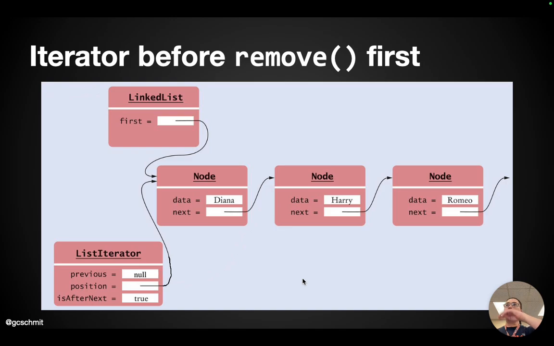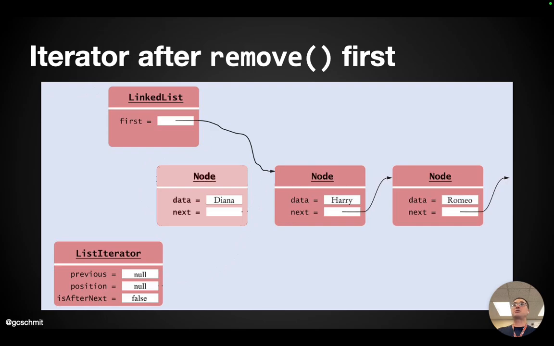So here we are. We're going to handle, again, different cases. First case we're handling here is where we just made a new list iterator. We called next, and so we just iterated over the first node, meaning the node whose data is Diana, and we're about to call remove. So when we call remove, the node whose data is Diana is the node that's being removed, and we have to clean everything else up as a result.